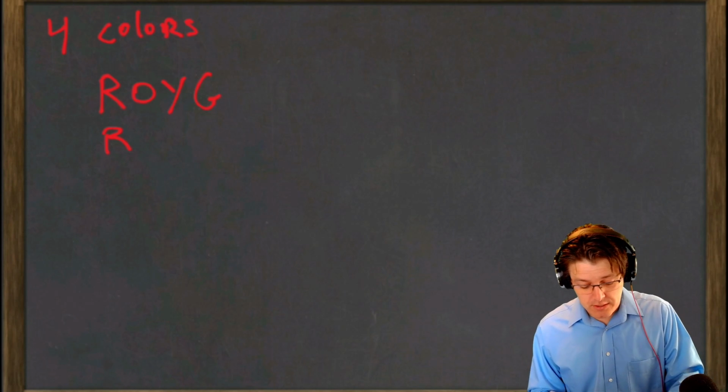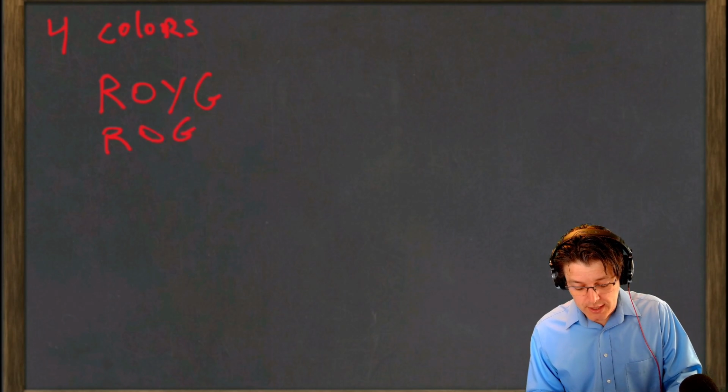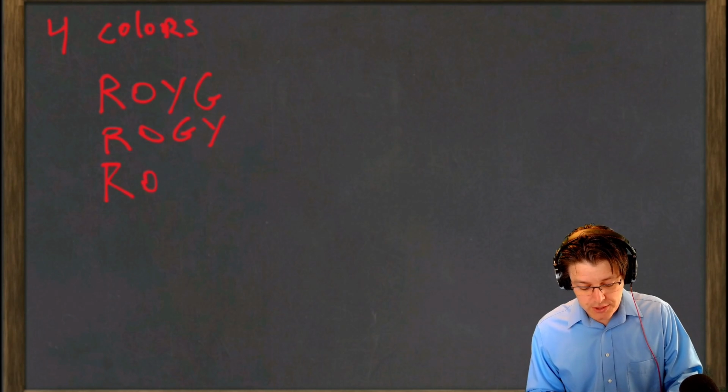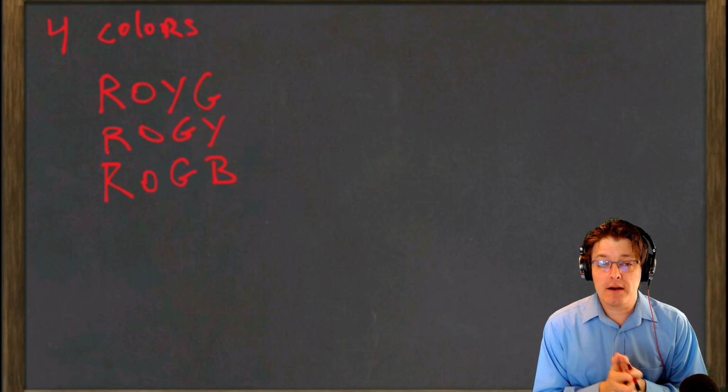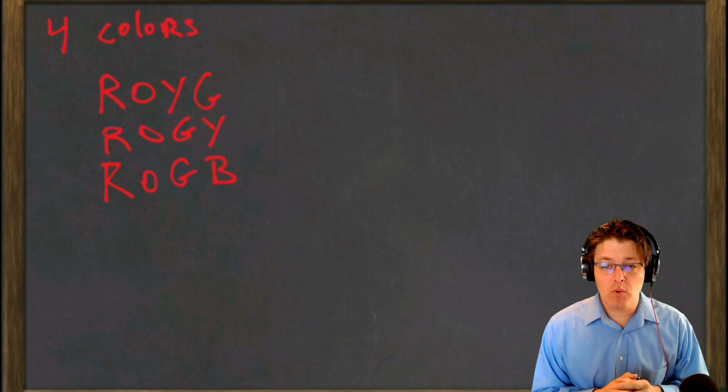Okay, so red, orange, yellow, green is 1. Red, orange, green, yellow is 1. Red, orange, green, blue. Right, that's a separate one. Now, how do we calculate the number of different orders we can have here?